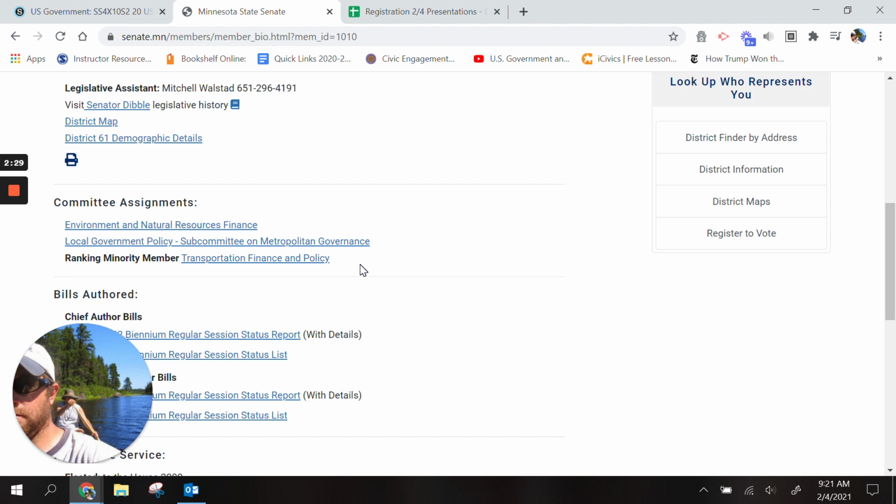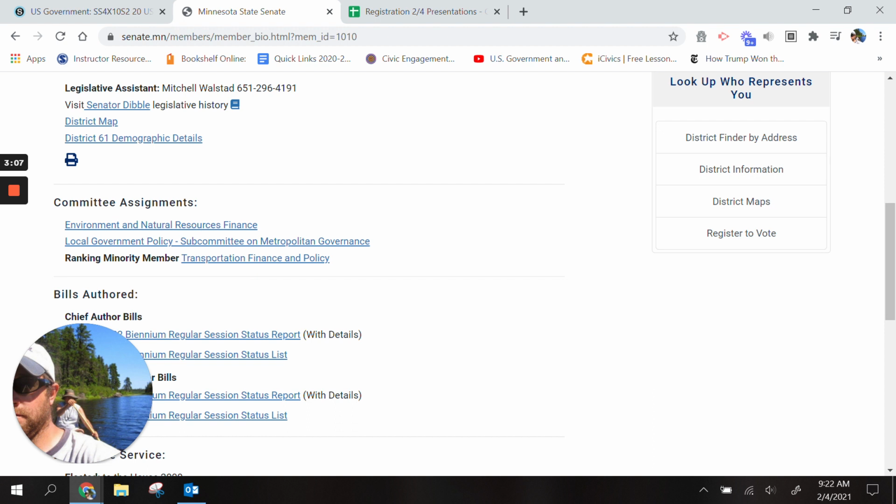He happens to be the ranking minority member on the Transportation, Finance, and Policy Committee. So he is the, Democrats are the minority party in the state Senate. So he is the longest serving Democrat on the Transportation, Finance, and Policy Committee. If the Democrats were to become the majority party in the state Senate, Scott Dibble would become the chair of the Transportation, Finance, and Policy Committee. Right now, you'd consider this his leadership position. He's a ranking minority member on this particular committee.